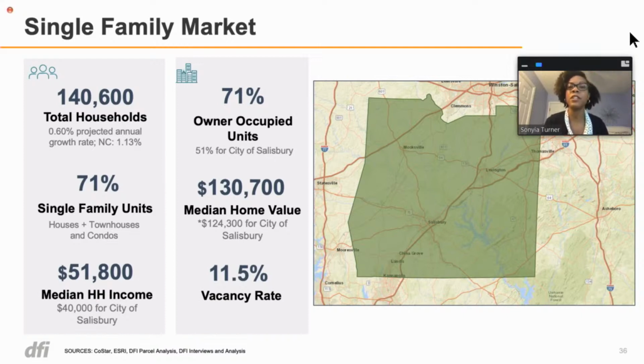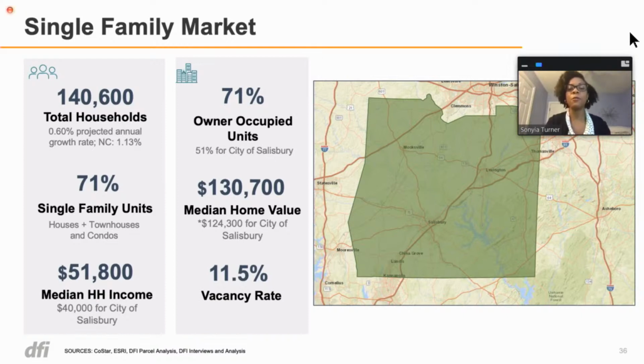Compared to the city of Salisbury, this is high. In Salisbury, it's closer to 51%, so your owner occupied and renter occupied units are close to half and half. We find that the median home value in this area is close to $131,000. For the city of Salisbury, it is lower, closer to $124,000. And we find that the vacancy rate for single family product is 11.5%, so it is higher.